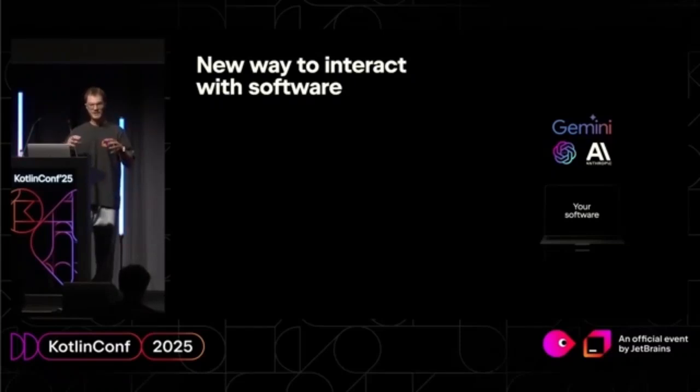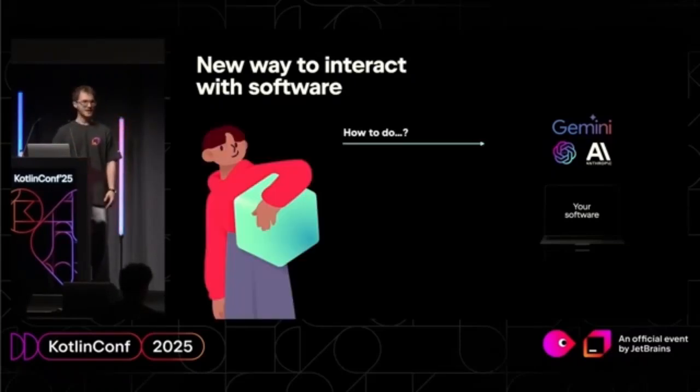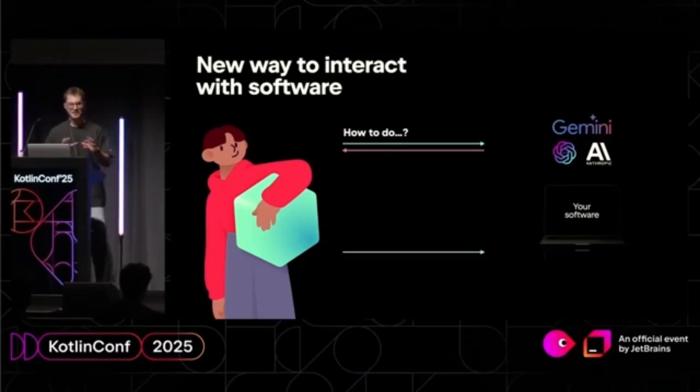But let's now put the user in the picture. Let's take a look at this thing from the user's perspective. Users would use AI to ask how to solve a problem, how to do something. And then they will use your software to solve the problem. But that picture is actually a little bit outdated.